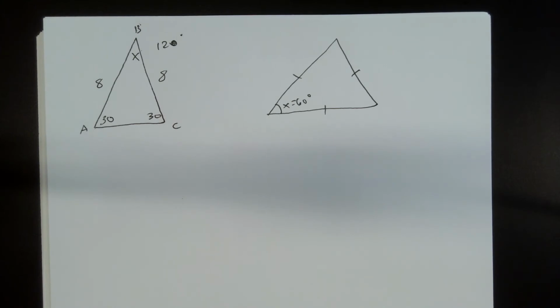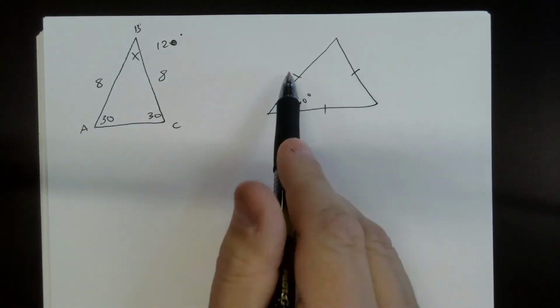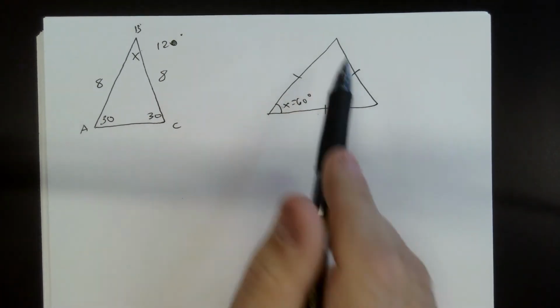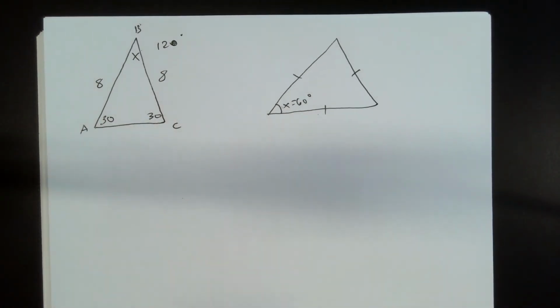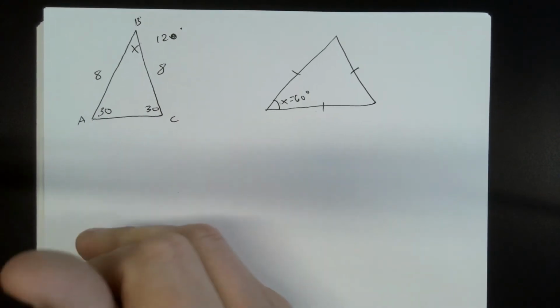So these are the kind of homework problems you're going to see today. X would be 60. Because it's an equilateral triangle, all the angles have to be the same, so all angles have to be 60. Had a brain fart. Okay, here we go.